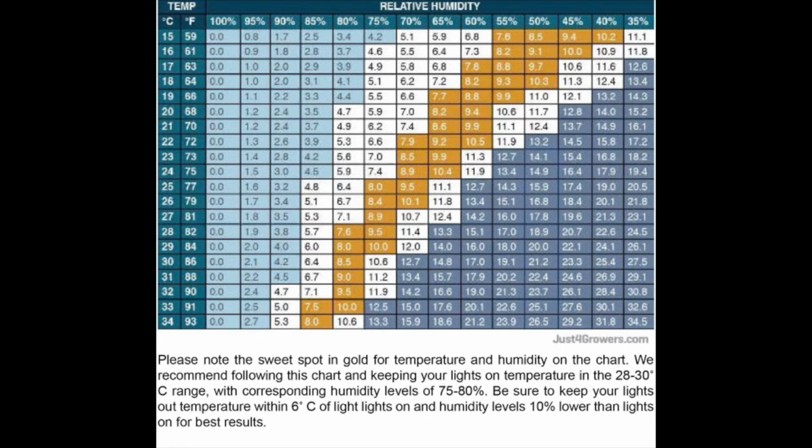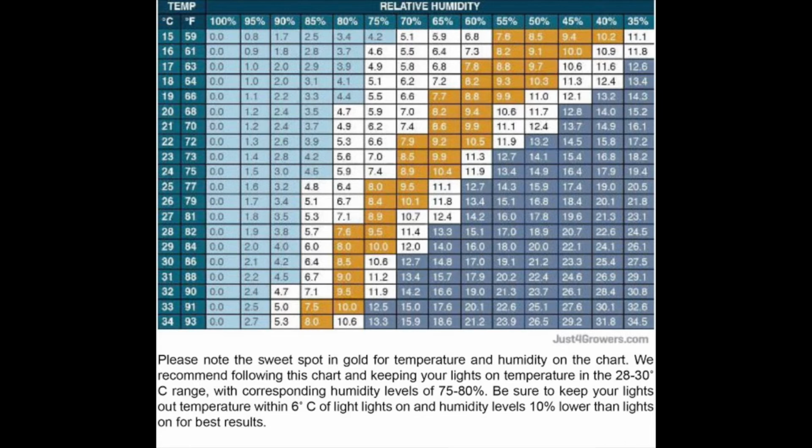If you want to look at the chart on the screen, on the left, going vertically down, is the Celsius and the Fahrenheit, and going horizontally is the relative humidity. It was kind of confusing at first, but for the most part you really just want to focus on getting to that gold spot. That gold spot is the sweet spot for the temperatures and humidity in the chart.